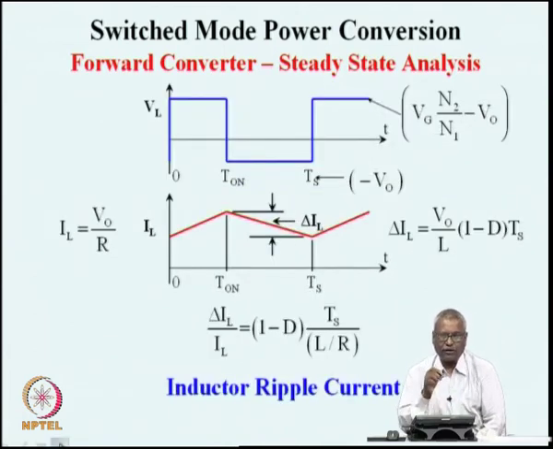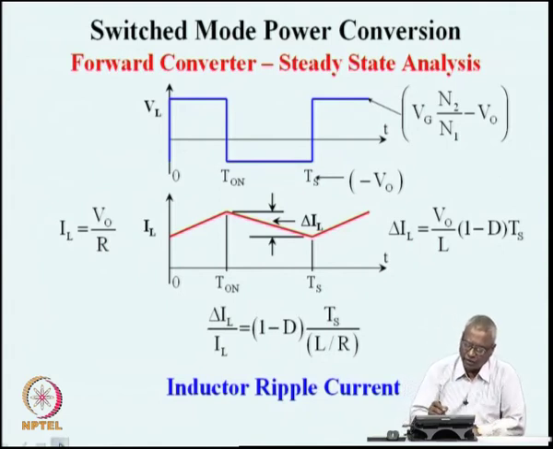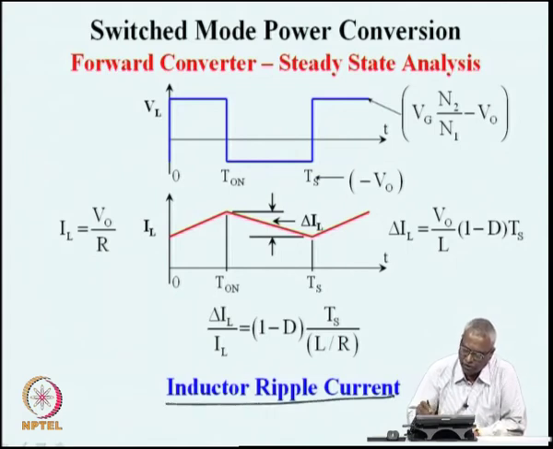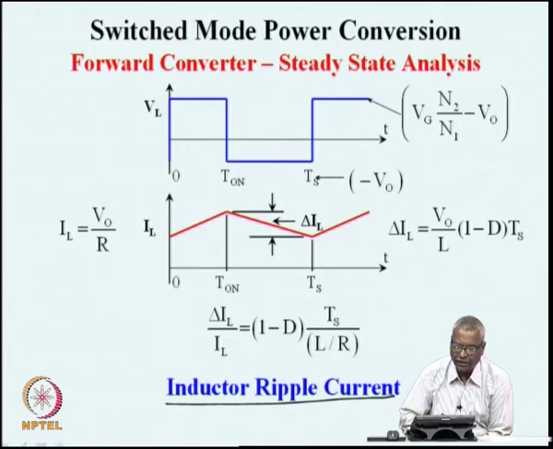In such a converter, what will be the current ripple in the inductor? This is something which we have done several times before. Inductor current ripple is always related to the inductor voltage, and if the inductor voltage is integrated, that will give us the current ripple on the inductor current.